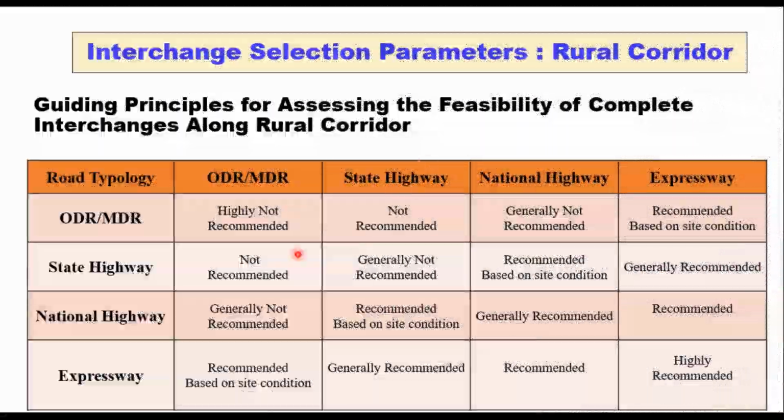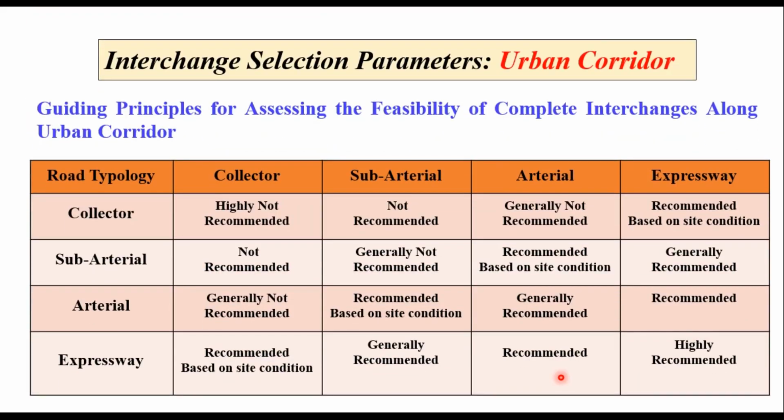This matrix is provided in IRC 92 to assess the feasibility of a complete interchange along a rural corridor. It is not recommended when crossing of MDR with MDR is encountered, but it is highly recommended when a national highway crosses another national highway or another expressway. It is also recommended when two expressways cross each other. Similarly, in the case of an urban corridor, you have road typologies like collector, sub-arterial, arterial, and expressways. So based on this matrix, you can decide where to provide an interchange and where you can recommend a grade separated or at grade intersection.